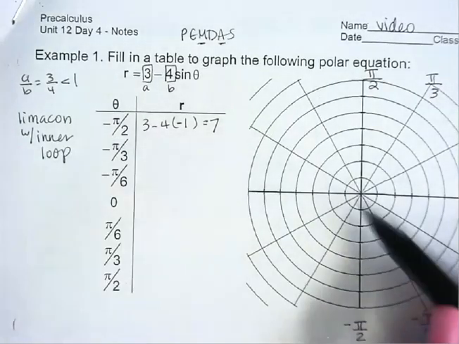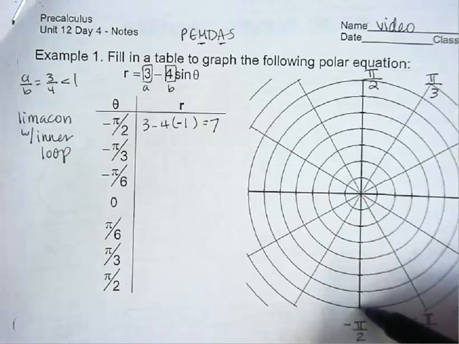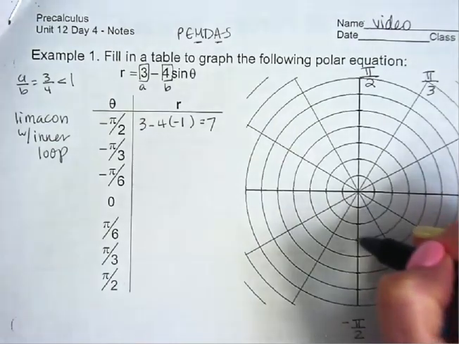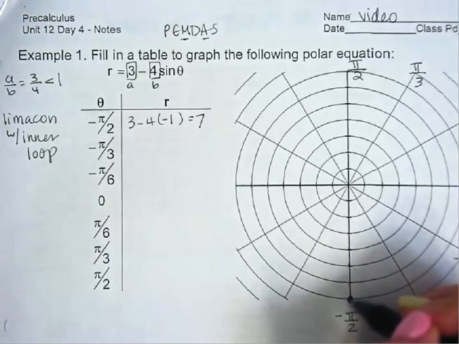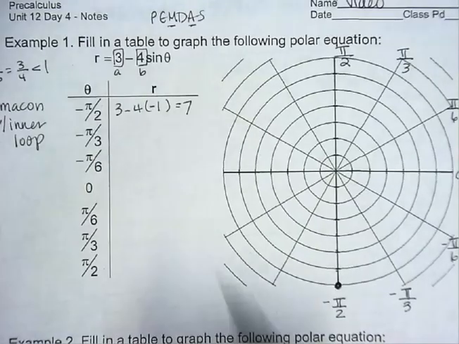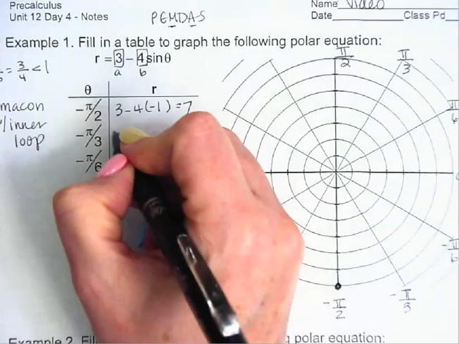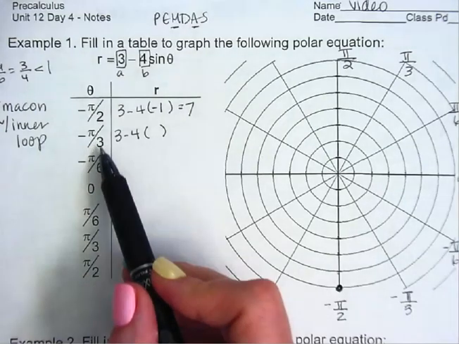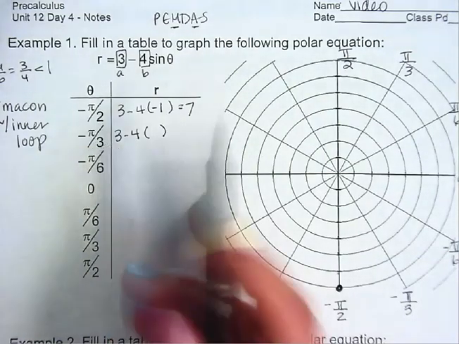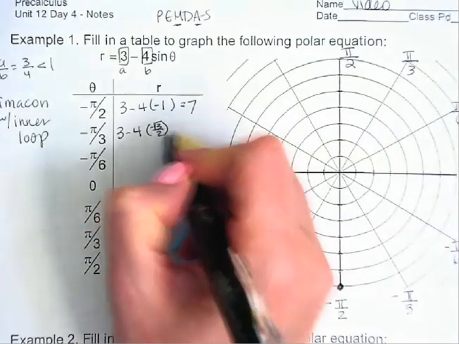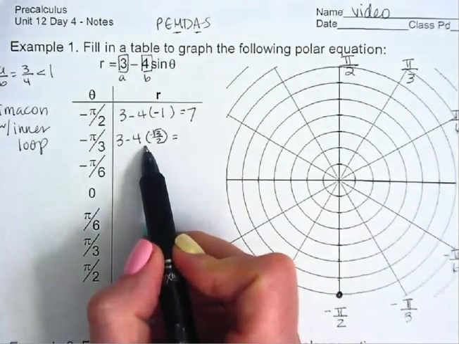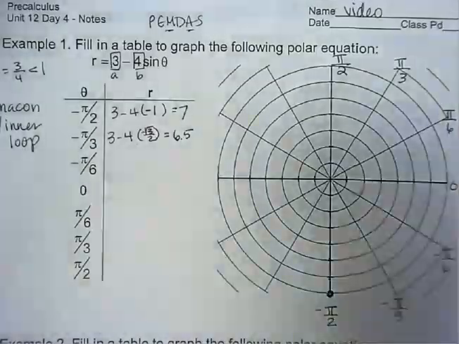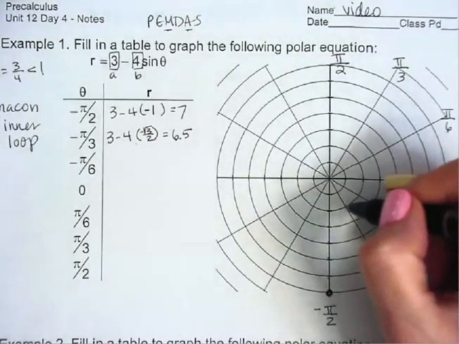So to graph this, I'm going to go to my pole that's at -π/2, and I'm going to count 7 circles from the origin. So 1, 2, 3, 4, 5, 6, 7. Right there. And we are going to do this for the rest of my thetas. The sine at -π/3 is -√3/2. Multiplying these two together, adding 3, this is approximately 6.5. So at -π/3, I'm going to count 6.5 circles.